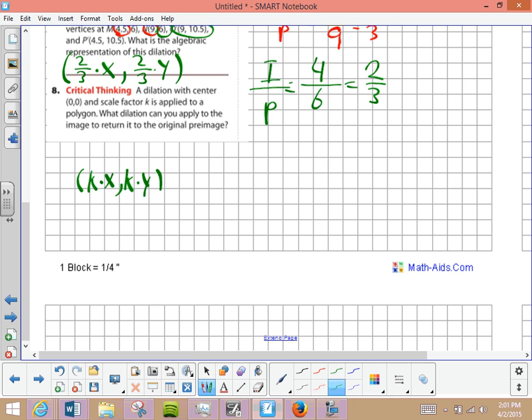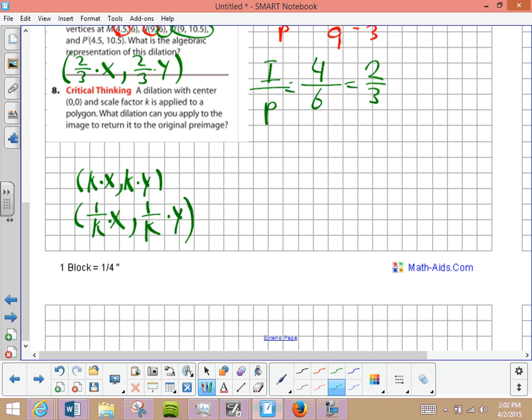What dilation could you apply to the image to return it back to the original? Huh? What would it be? Flip it. There you go. Basically the fraction, the opposite of this. Remember that if you multiply by 3, to go back, you divide by 3, right? So you multiply by 1/3. So it'll be just 1 over k times x, and then 1 over k times y.